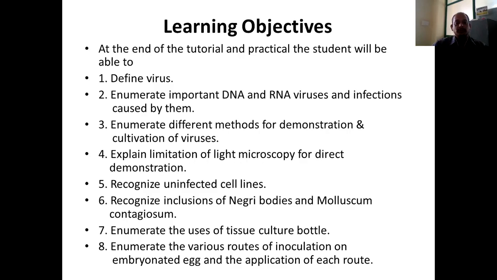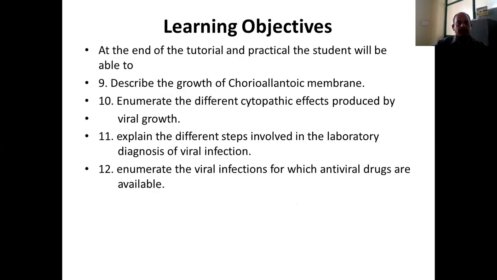enumerate the use of tissue culture bottle, enumerate various routes of inoculation on embryonated egg and the application of each route. Should be able to describe the growth on chorioallantoic membrane, enumerate different cytopathic effects produced by viral growth, explain different steps involved in laboratory diagnosis of viral infections, enumerate viral infections for which antiviral drugs are available.